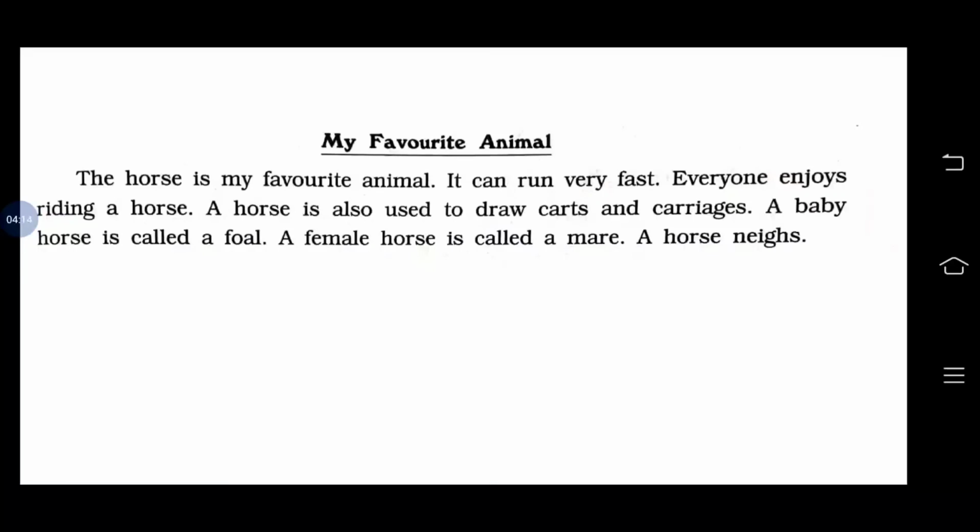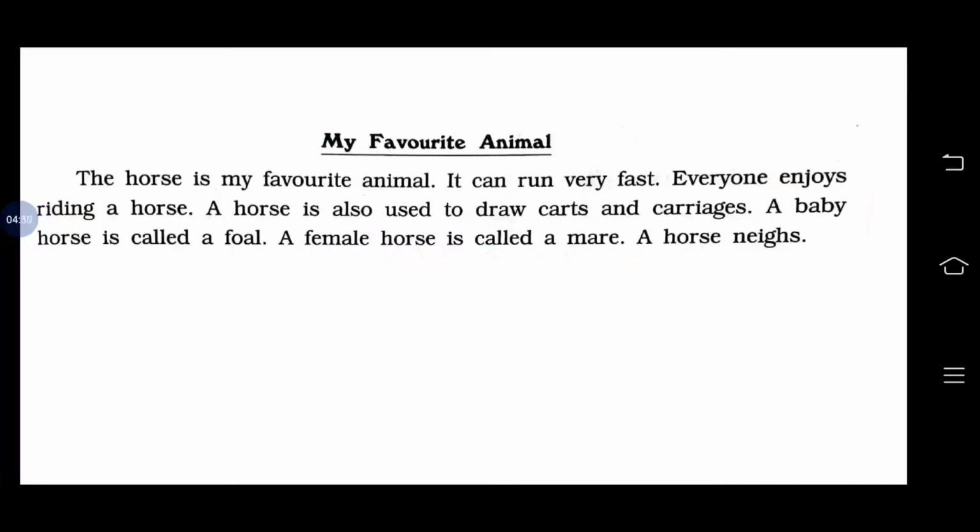Okay? My favorite animal. Your favorite animal is the horse. So we have to write on it. The horse is my favorite animal. It can run very fast. Everyone enjoys riding a horse. A horse is also used to draw carts and carriages. A baby horse is called a foal. A female horse is called a mare. Okay? Students, you have to write this paragraph in your rough book.